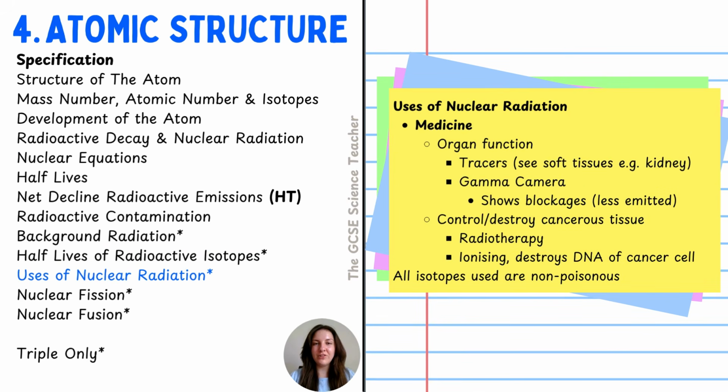Uses of nuclear radiation, specifically in medicine, can be used for organ function. Radioactive isotopes can be used as tracers to see the function of kidneys or other soft tissues. A gamma camera can be used to show the amount of radiation that is detected, to show if there are blockages, if there is less radiation emitted. They can also be used to control or destroy cancerous tissues through radiotherapy and by ionizing and destroying the DNA of cancer cells. All isotopes that are used are non-poisonous.